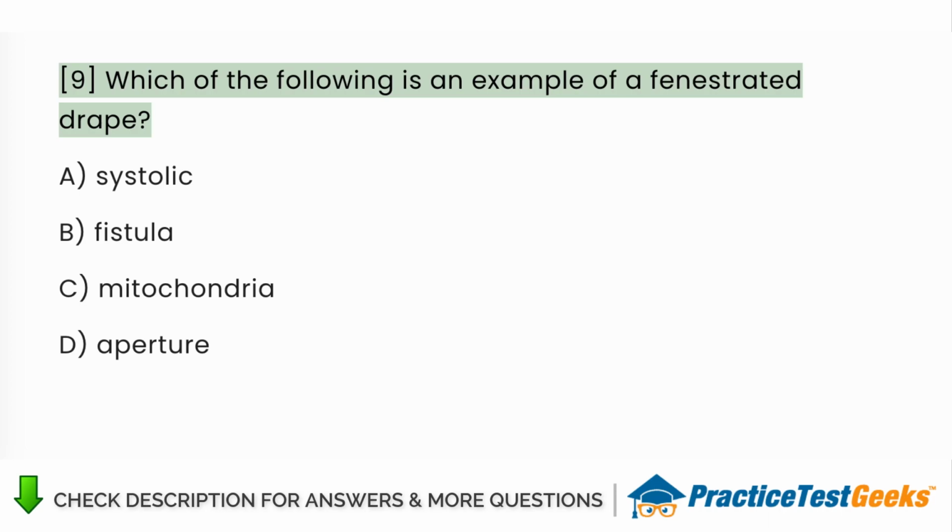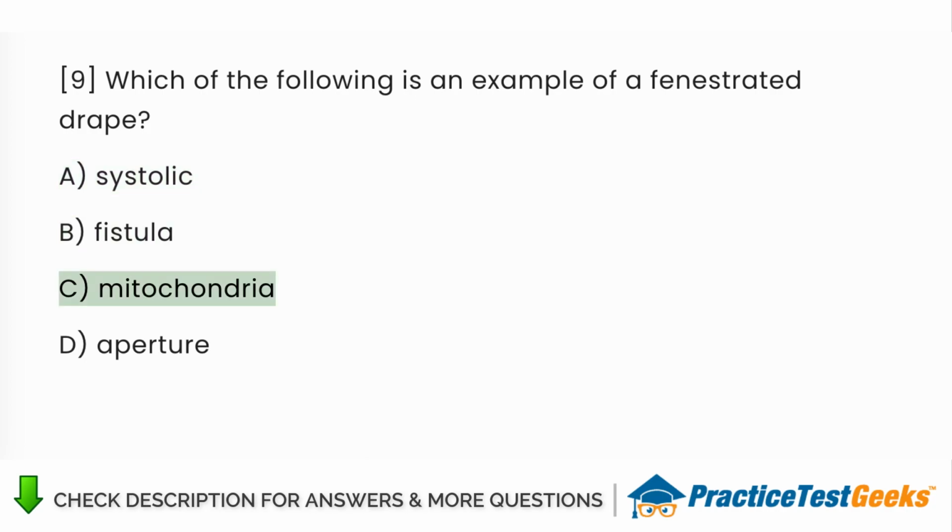Which of the following is an example of a fenestrated drape? A. Systolic. B. Fistula. C. Mitochondria. D. Aperture.